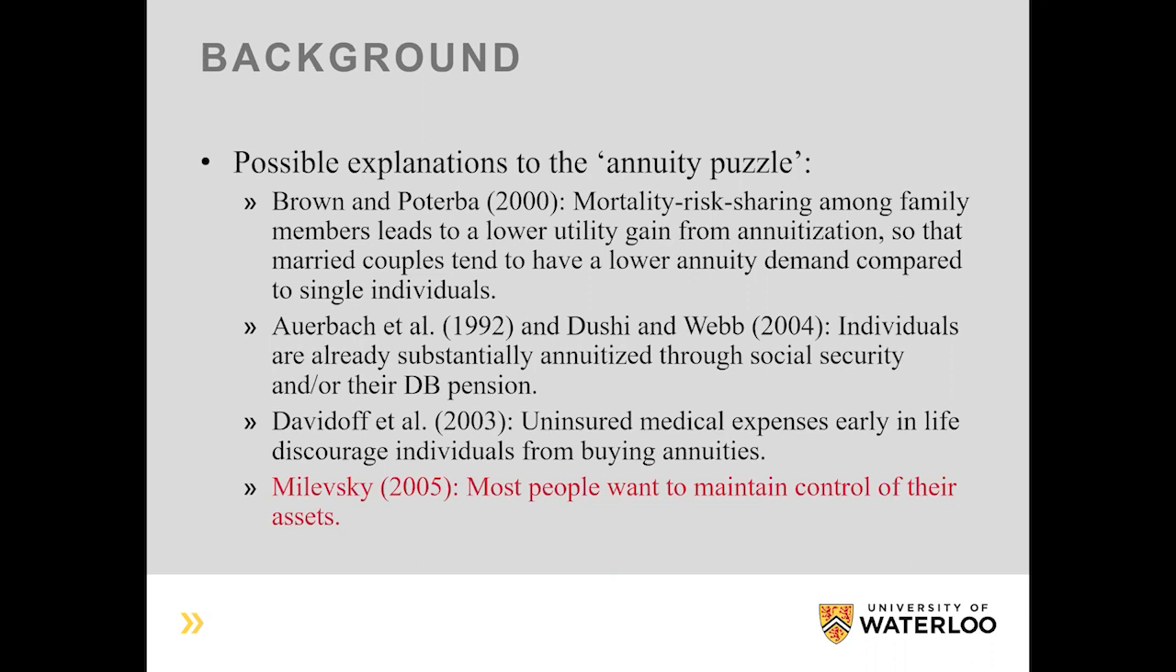The first explanation is that mortality risk sharing among family members leads to a lower utility gain from annuitization, so that married couples tend to have a lower annuity demand compared to single individuals. The second explanation is that individuals are already substantially annuitized through their Social Security and/or defined benefit pensions. The third explanation is that uninsured medical expenses early in life discourage individuals from buying annuities. And the last explanation is that most people want to maintain control of their assets. Longevity annuities are devised to address the last explanation.